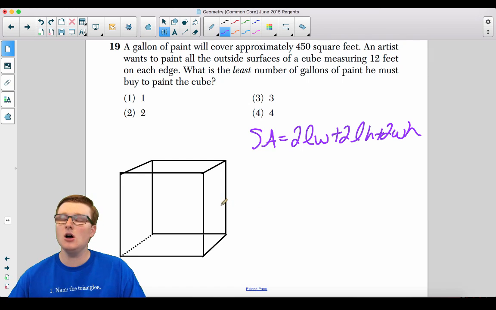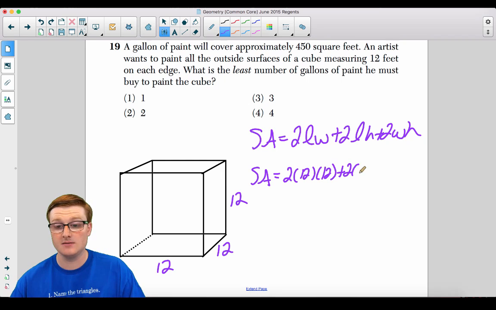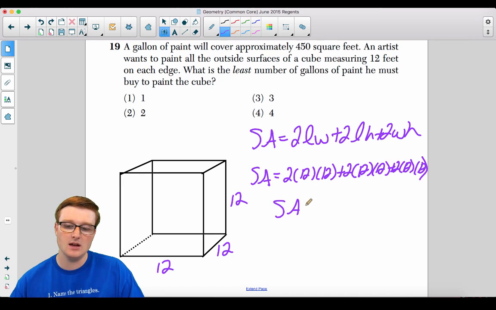Now, a cube, all edges are congruent in a cube. So this is 12, this is 12, this is 12. So if I take my surface area and I plug in 12 for each, I will get my surface area. So 2 times 12 times 12 plus 2 times 12 times 12 plus 2 times 12 times 12. Now, if you plug that into your calculator, just take my word for it, you're going to be getting 864.